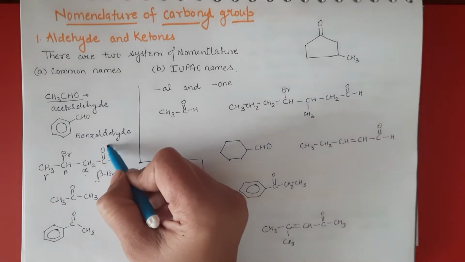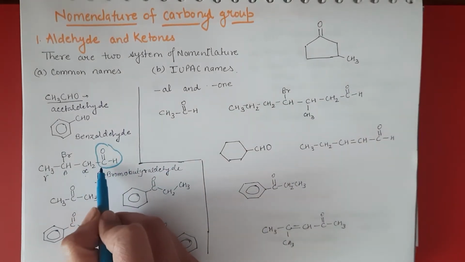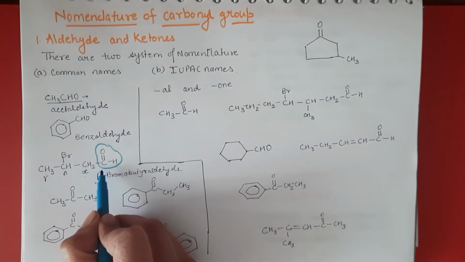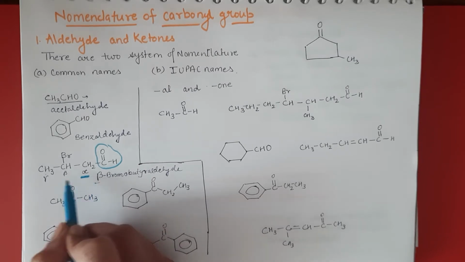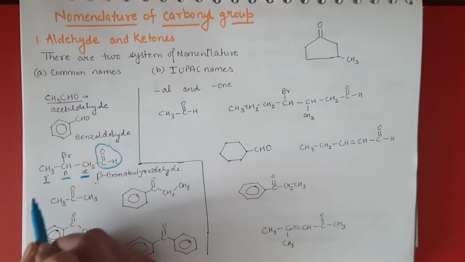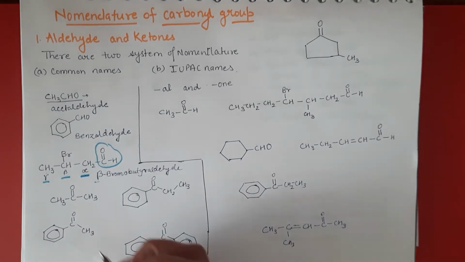Okay, so this carbon is directly connected to the carbon of the aldehydic group. So we denote it as alpha and the adjacent beta and then gamma. So the name will be beta bromo butyraldehyde.